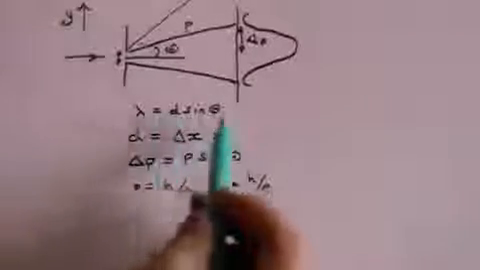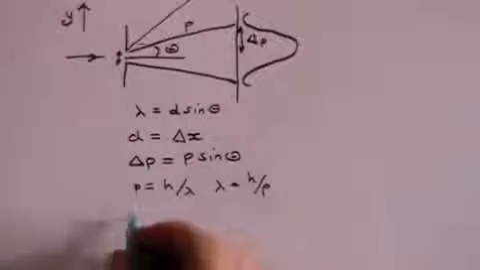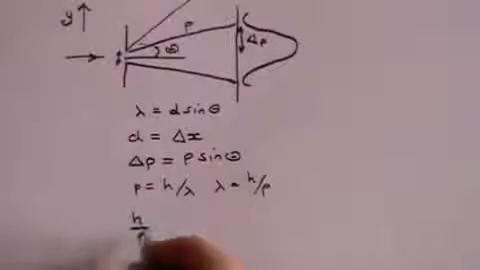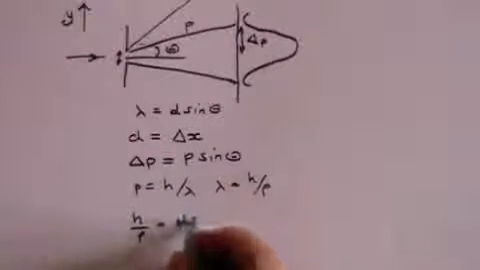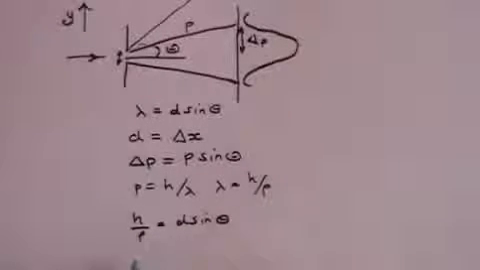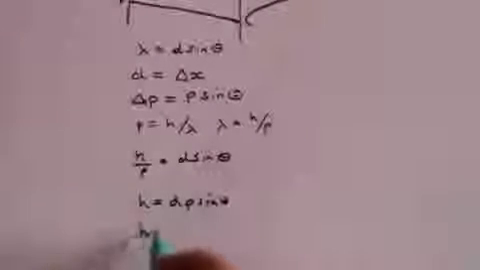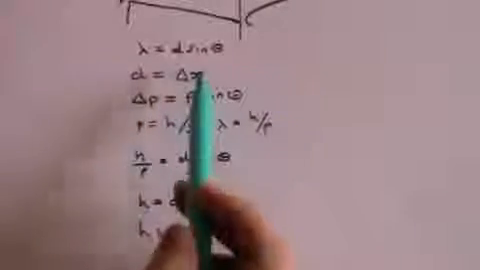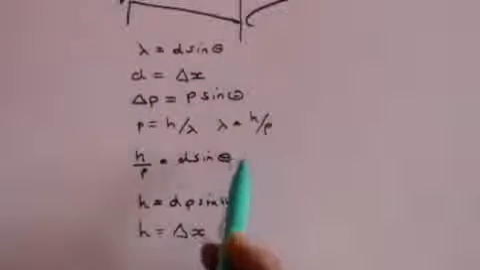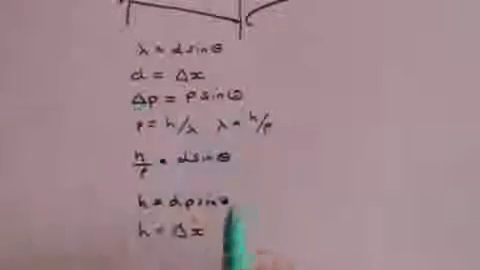And so using this formula here, lambda, which is h over p, equals d sine theta, which means h equals d p sine theta. But what is d? Well, d is delta x. What is p sine theta? P sine theta is delta p.